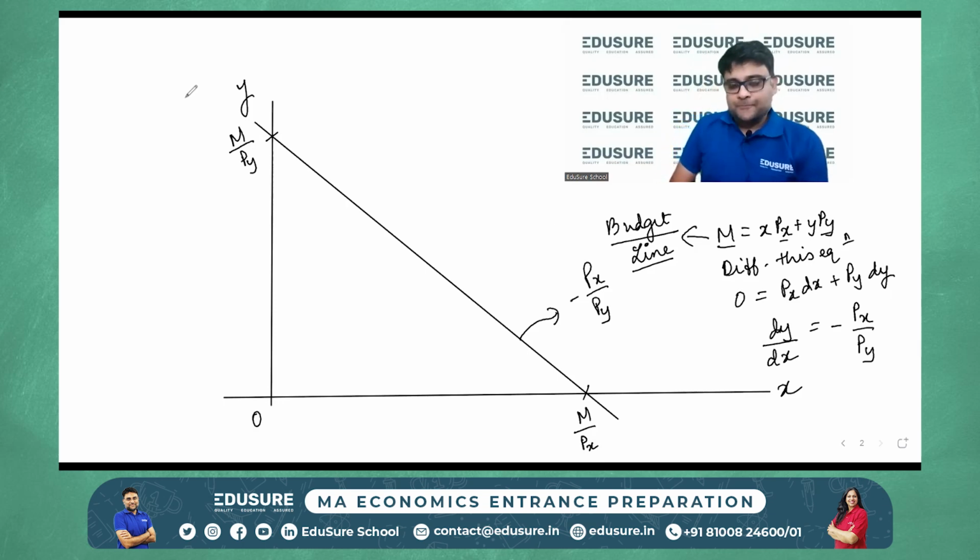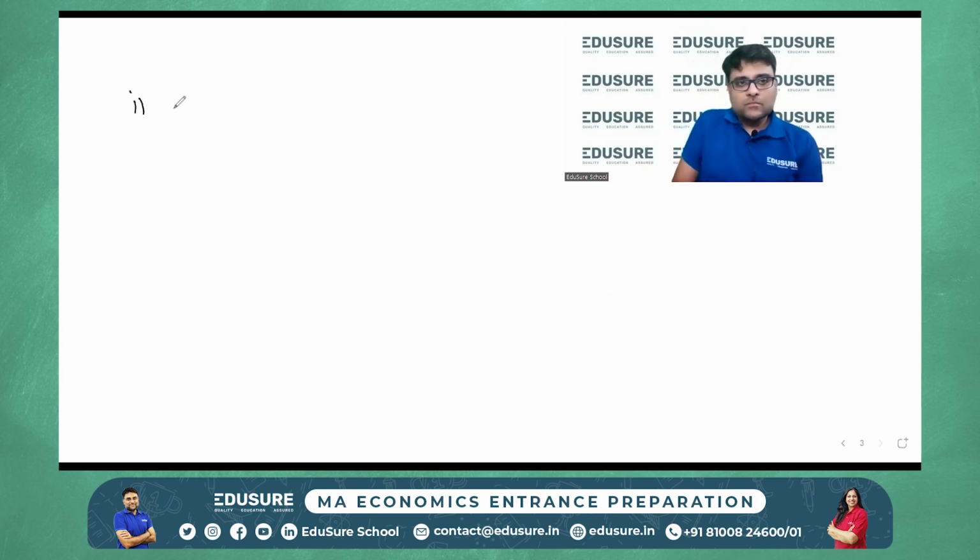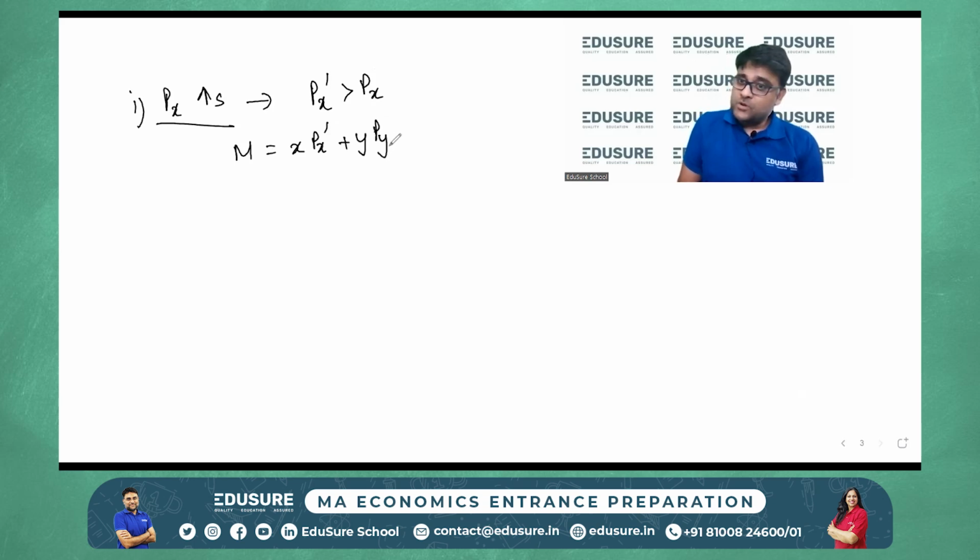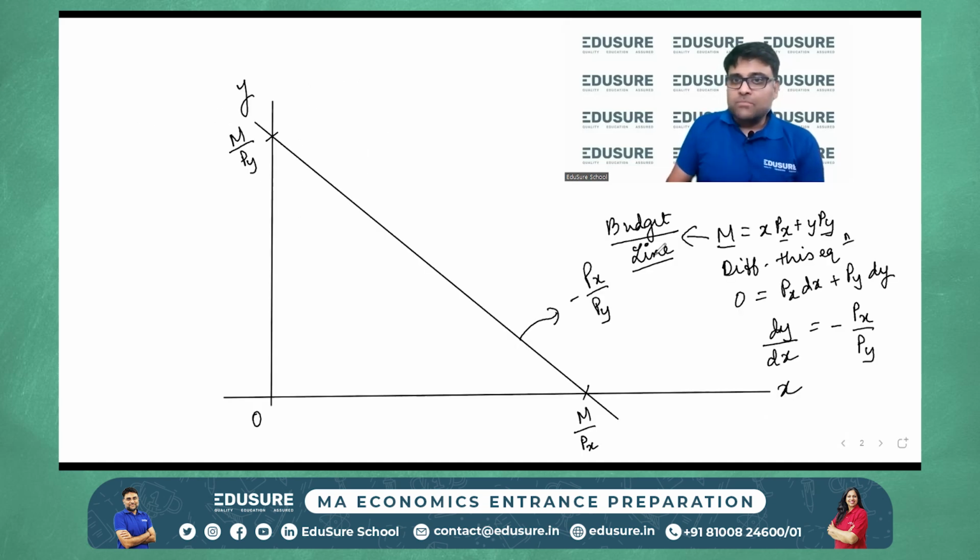Now, what happens if price of x increases? Supposing price of x increases to px dash, तब क्या बनेगा? M is equal to x into px dash plus y into py. Okay, so x is equal to 0, y is equal to m by py, but y is equal to 0, x is equal to m by px dash. Now obviously this is less than m by px because px dash is greater than px. So with a higher price, the budget line becomes something like this. Let's use a different color. कुछ ऐसा बन जाएगा. यहाँ पर the intercept becomes m by px dash.